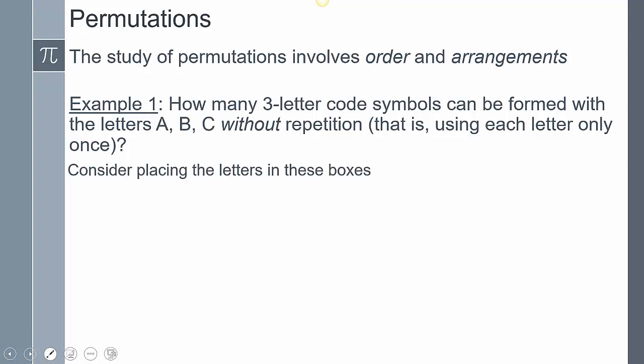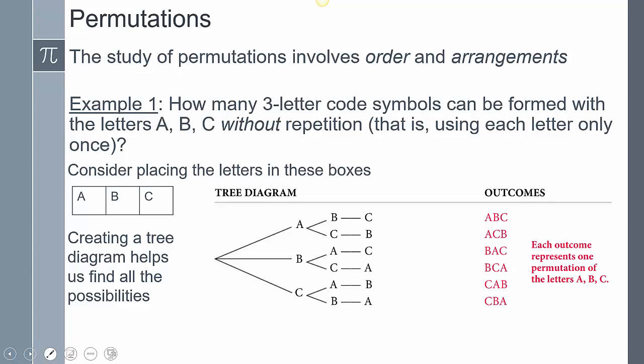So maybe a way to imagine this is, what if I took these letters and placed them in boxes? The idea is, how can I take these boxes and rearrange them? Meaning, could I take the A and put it in front here? Could I take this B and put it over there? And so the idea is all the different possible arrangements of those three letters. That's what it's asking. Now what's going to help us is creating a tree diagram to take a look at those outcomes.